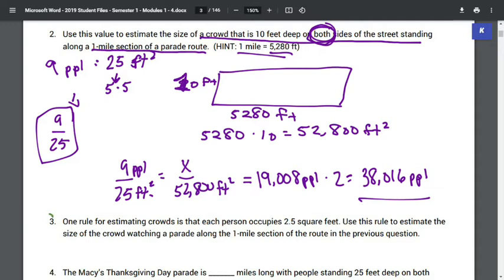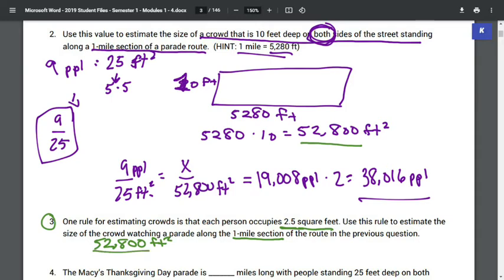Alright, so when we look at number 3, it tells us that one rule for estimating crowds is that each person occupies 5.5 square feet, and it wants us to use this to estimate the size of the crowd if it was walking down a similar route that is a 1 mile section. So this problem is going to be even easier. All we have to do now is we need to take our square footage. So one side of the street is going to take up 52,800 feet squared. What's very nice about this is that it tells us that each person occupies 2.5 square feet.